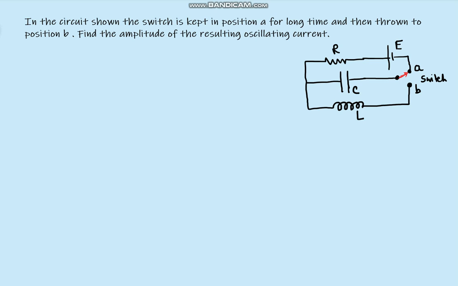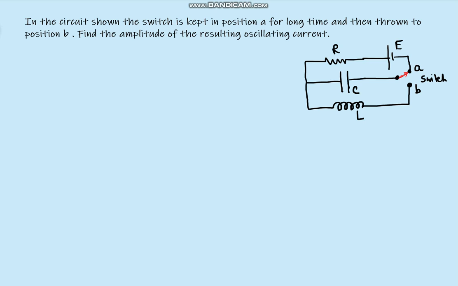In the circuit shown, the switch is kept in position A for a long time and then thrown to position B. Find the amplitude of the resulting oscillating current. Here, look at the circuit. The switch is in position A.